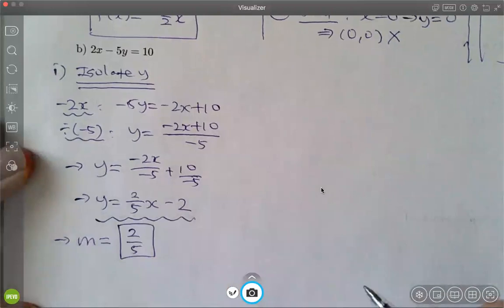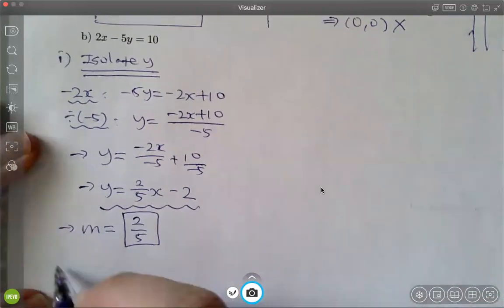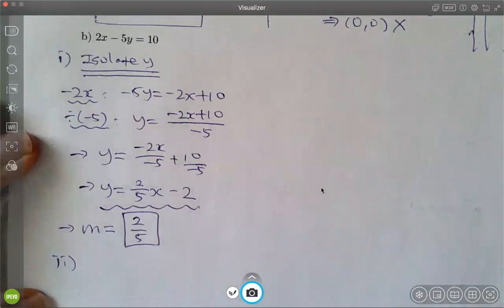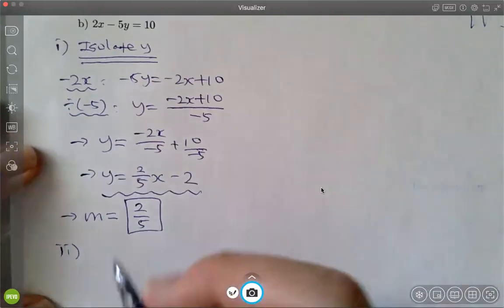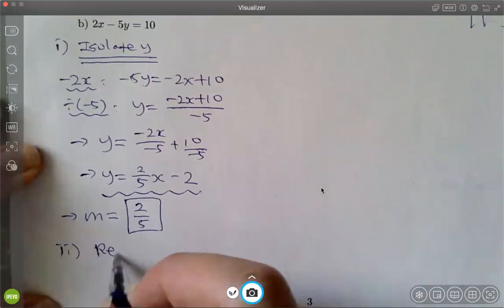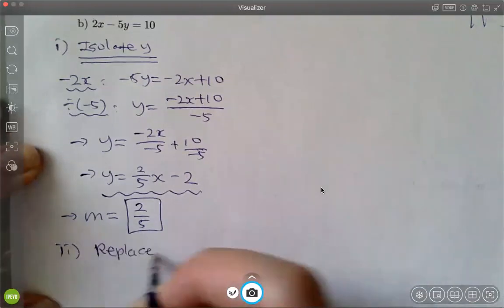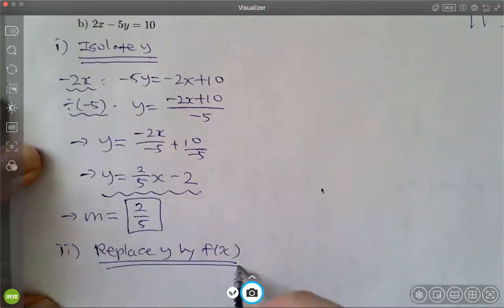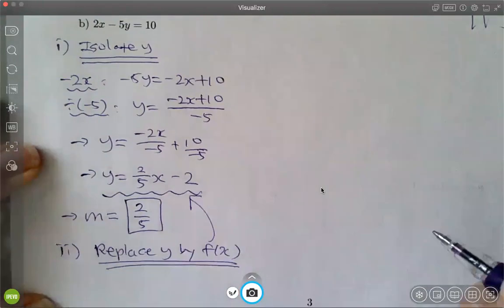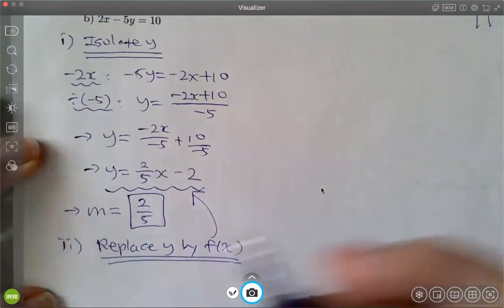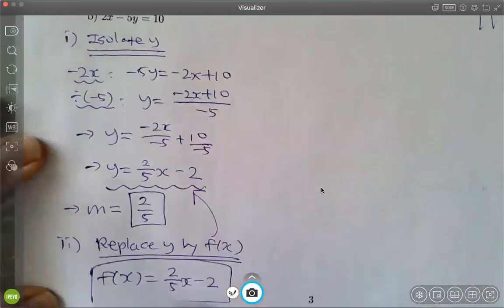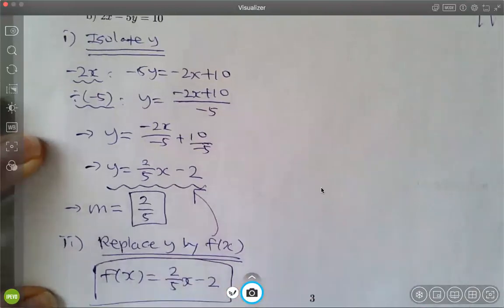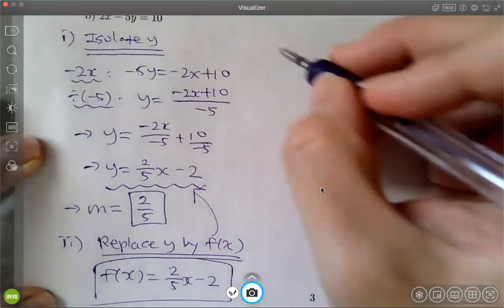Okay, and now rewrite using the function notation f of x. So again, that's not a tricky problem at all, right? It's pretty easy. So replace y by f of x from here, right? Okay, so what do you get? f of x is equal to 2 over 5x minus 2. That's it. Okay, and now graph.